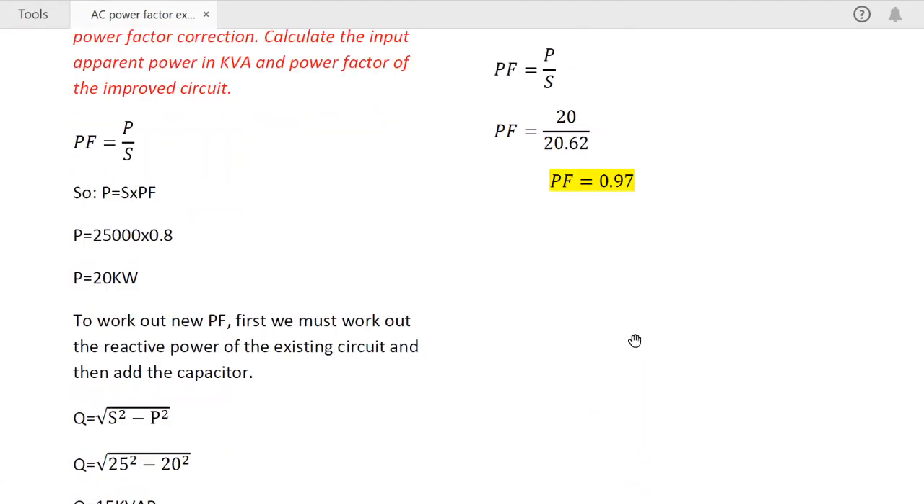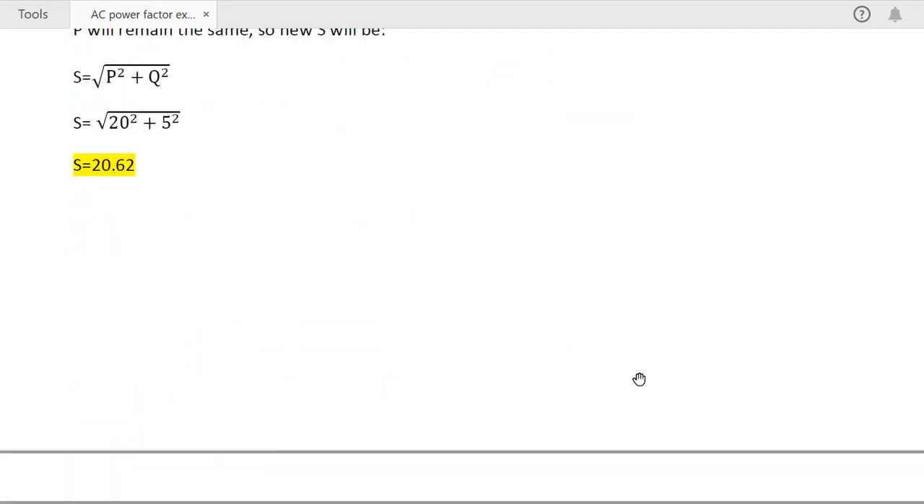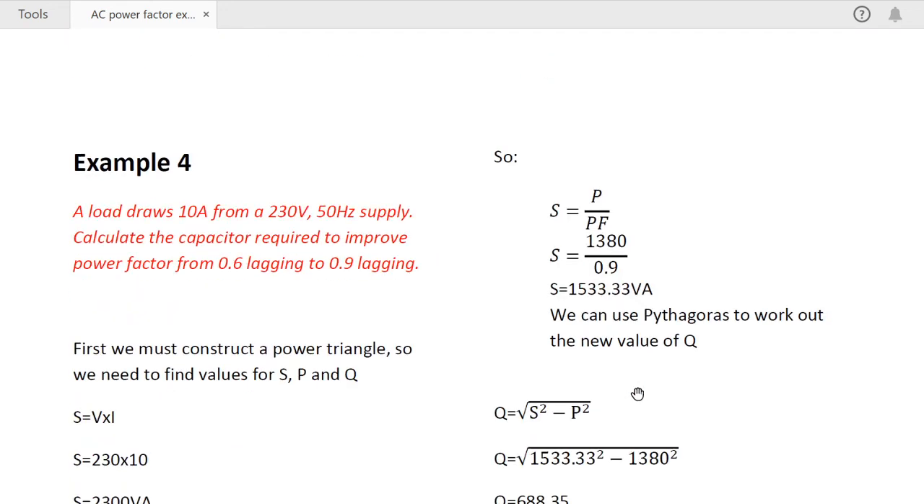Example number 4. I missed the number there. No, that's number 3. Example number 4. Cool. Making good progress. A load draws 10 amps from a 230 volt 50 hertz supply. Calculate the capacitor required to improve the power factor from 0.6 lagging to 0.9 lagging. Okay, so we're only looking for one answer here, but we're going to have to go through a number of steps to get from 0.6 power factor up to a 0.9 power factor.